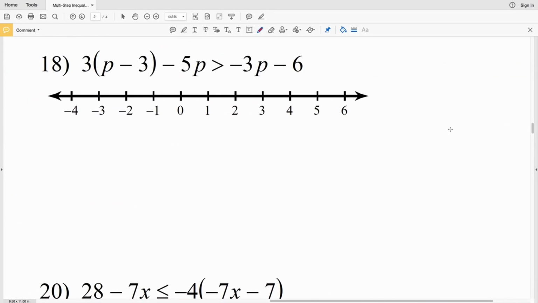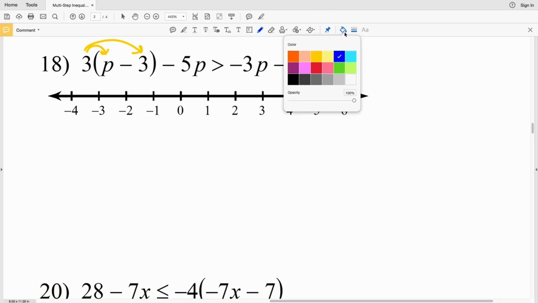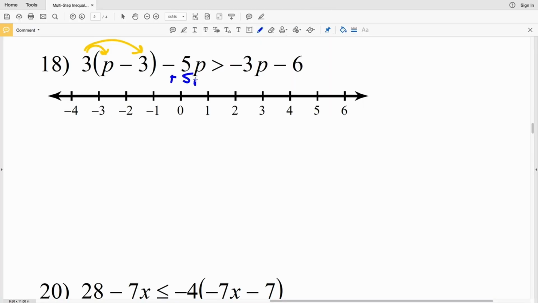Number 18, we have 3 times the quantity p minus 3 minus 5p is greater than negative 3p minus 6. I'm going to go ahead and distribute the 3 at the start, and while I'm at it, I'll go ahead and just add 5p to both sides. 3 times p is 3p, 3 times 3 is 9, so 3p minus 9 is greater than negative 3p plus 5p is a positive 2p minus 6.